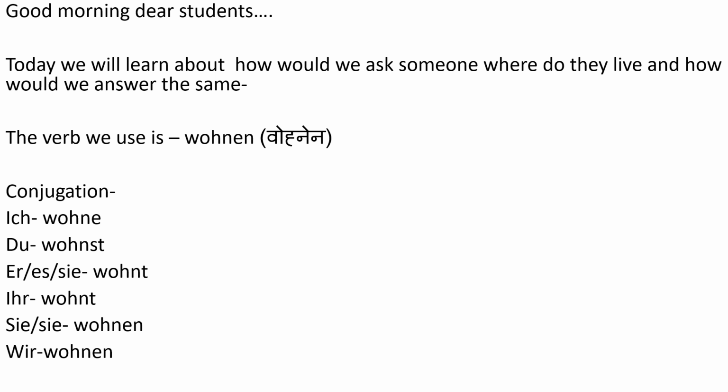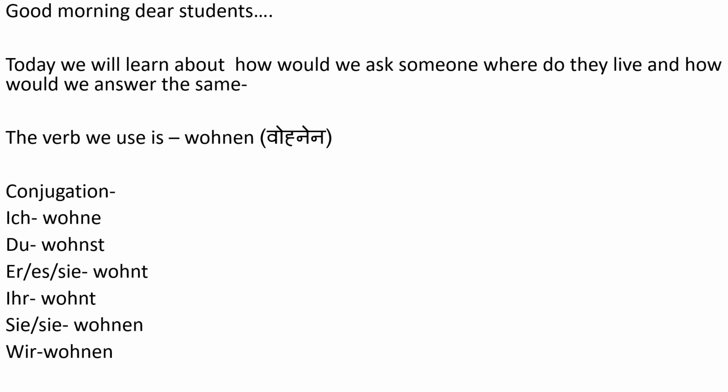Wohnen means to live. The conjugation of wohnen according to the nominative pronouns: with ich we use wohne. With du we use wohnst. With er, sie, es we use wohnt. With ihr we use wohnt. With Sie as in formal you and sie as in they we use wohnen. With wir we again use wohnen.